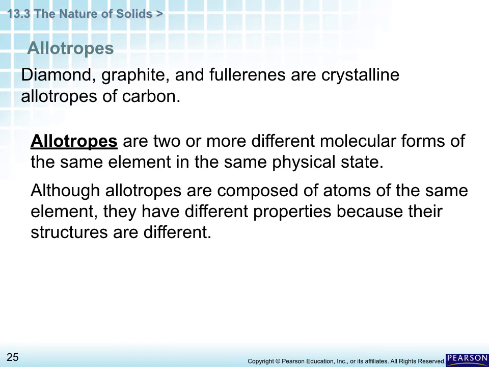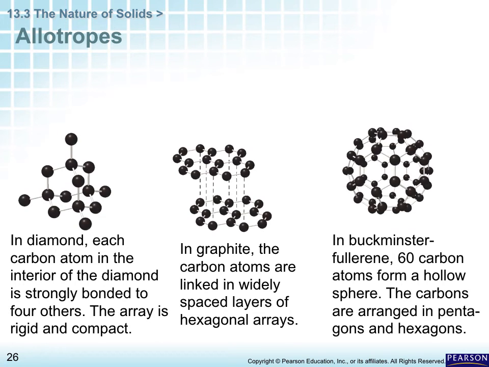Allotropes: diamond, graphite, and fullerenes are crystalline allotropes of carbon. Allotropes are two or more different molecular forms of the same element in the same physical state. Although allotropes are composed of the atoms of the same element, they have different properties because their structures are different. On the left is the structure of a diamond. In a diamond, each carbon atom in the interior of the diamond is strongly bonded to four others. The array is rigid and compact.